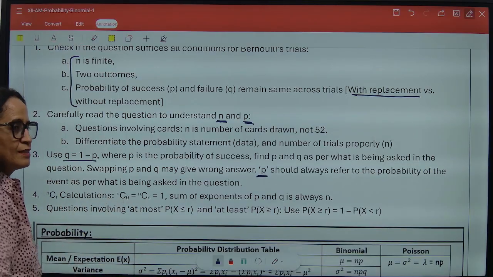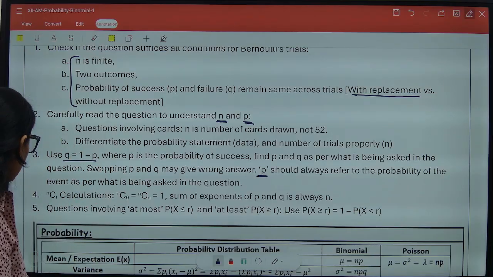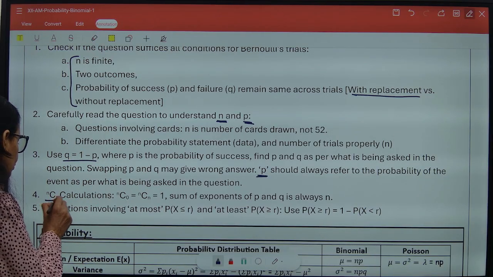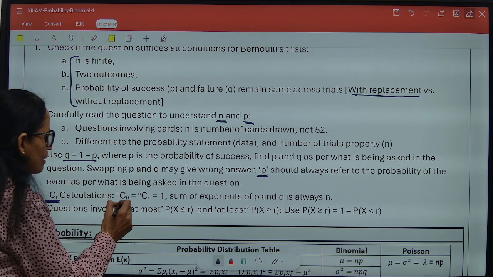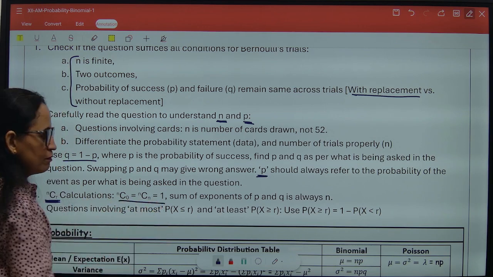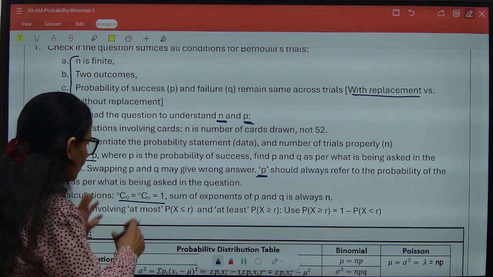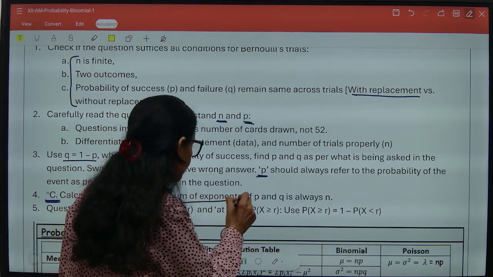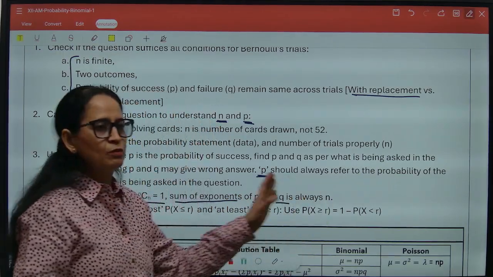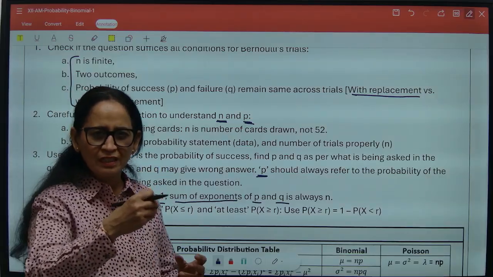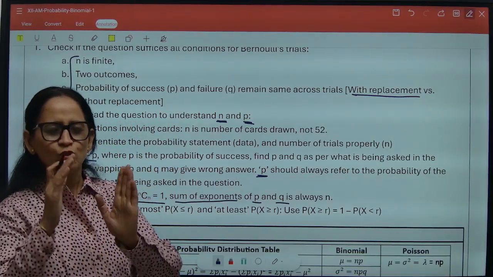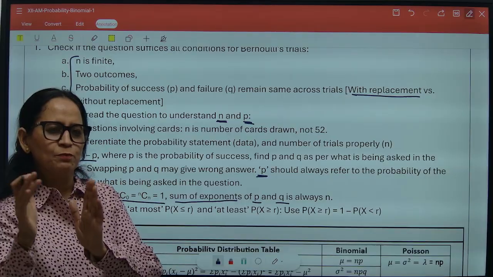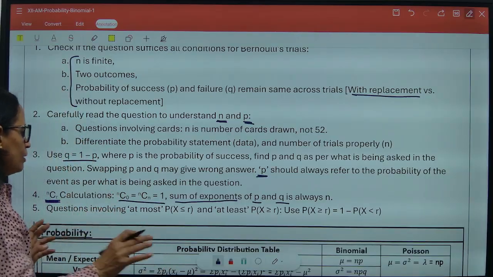Use the fact that the sum of probabilities p and q is always 1. And when you are doing nCr calculations, always remember nC0 and nCn are 1. You need not waste time thinking about the value. And take care that the sum of exponents of p and q is always equal to n. While writing it again and again, we might tend to make mistakes. So just keep a watch that the exponents add up to n in all the distributions that you are using.